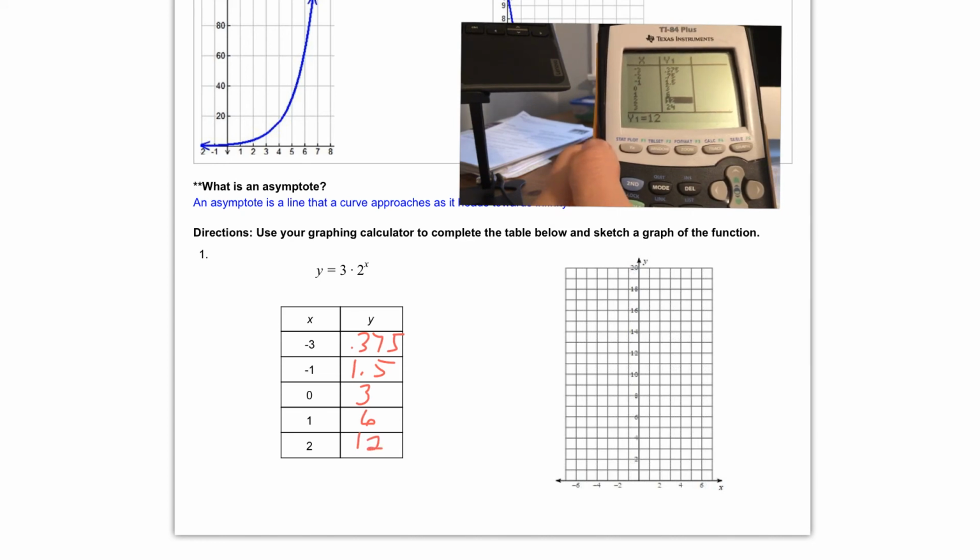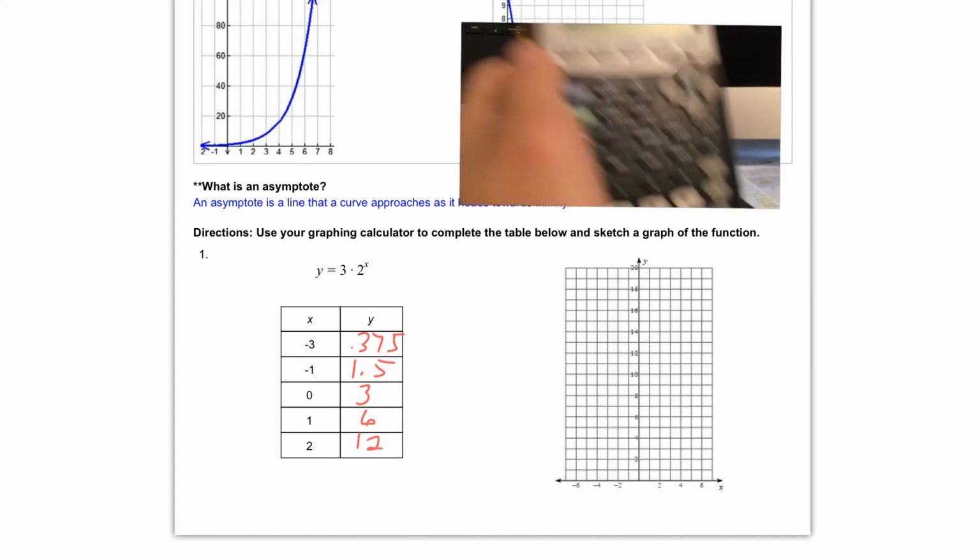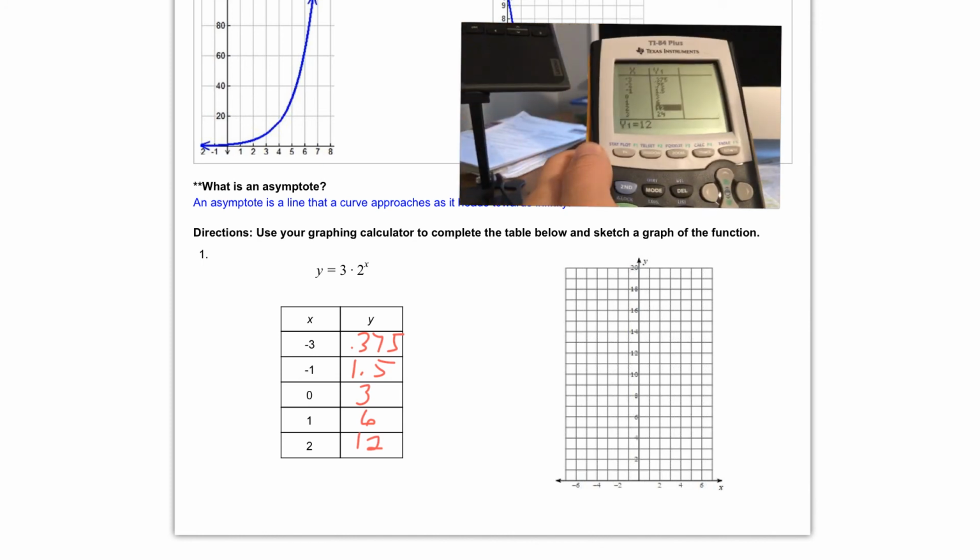So now that I have the numbers on my table, I can go ahead and graph them. So I'm going to come to my graph, and I'm going to plot those points. My decimals are going to be approximations, so notice that I have the point negative 3 and 0.375. So I'm just going to approximate that. So I'm going to go to negative 3, which is here, and 0.375 is going to be a little less than halfway to 1. So I'm going to plot that point right about here.